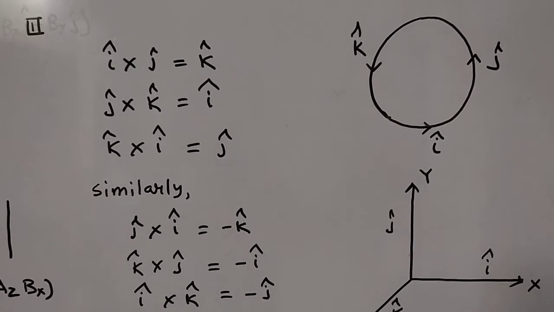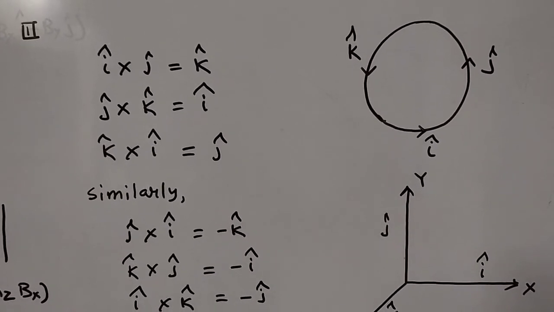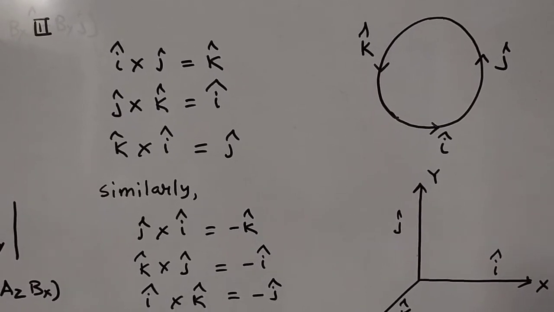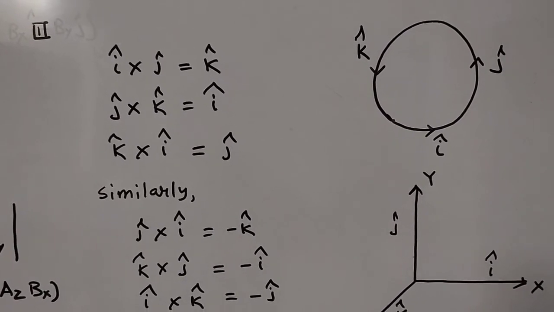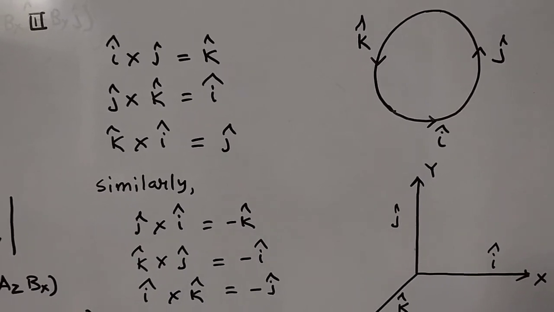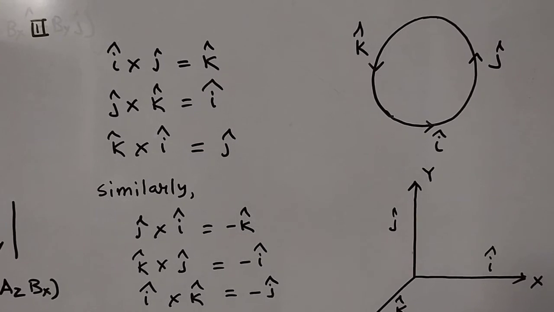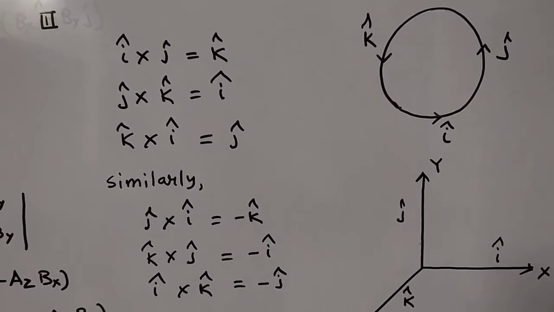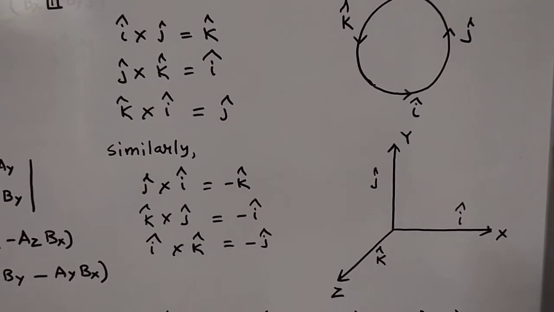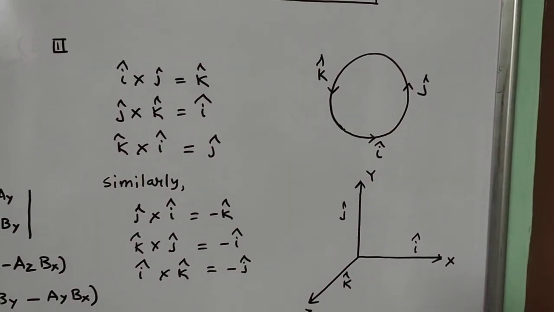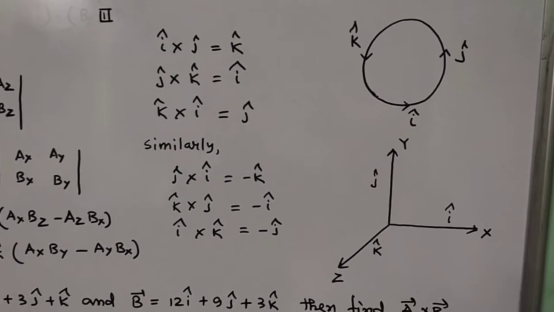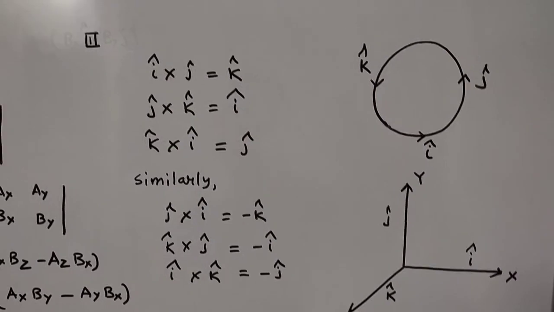If you go for i cap cross k cap, then you will get the remaining unit vector in the opposite direction, because i cap and then k cap is in reverse direction. If you have to maintain continuous direction, it should be k cap cross i cap, no? So if you go in reverse direction, then you will get the remaining unit vector but with the negative sign. So this way you have to memorize the cross product of the given unit vectors. The unit vectors are i cap, j cap and k cap.